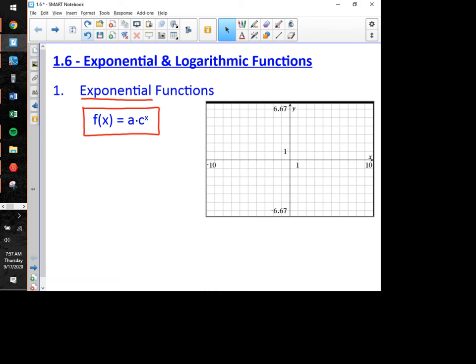Now, two important things to note right there: the variable of this function, as defined by the way that we named it, f of x, means that x is the only variable in this function. And a and c are what we call arbitrary constants. They're going to change from problem to problem, but within the course of each individual problem, a and c remain constant.